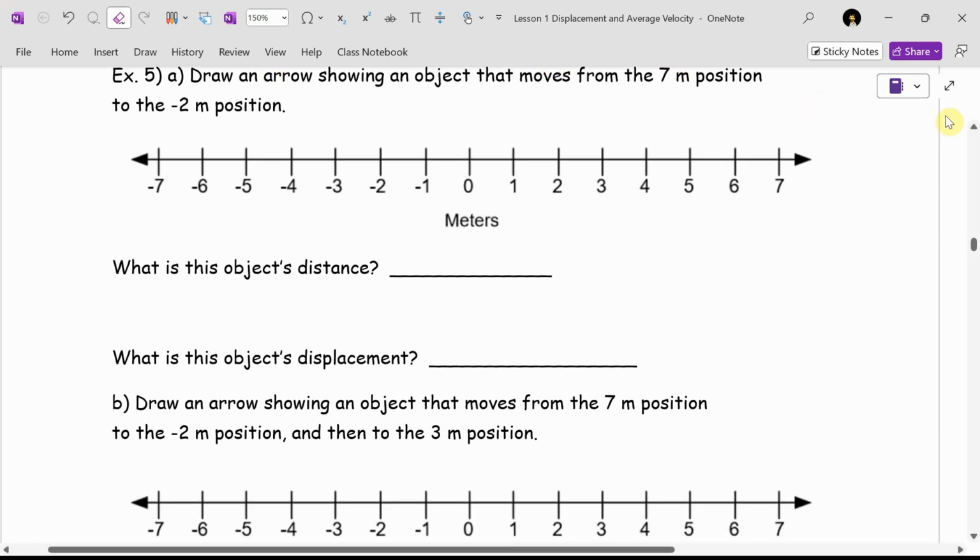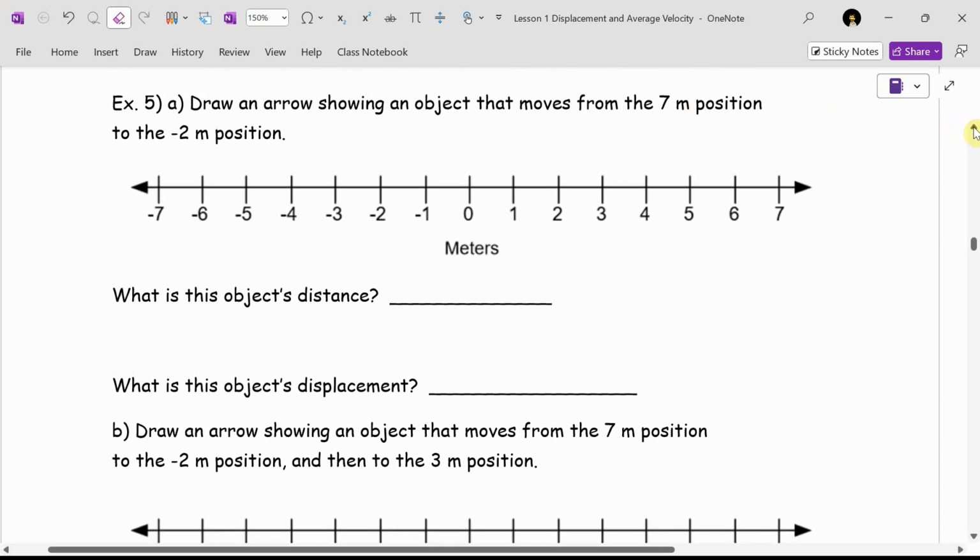Draw an arrow showing an object that moves from the 7 position to the -2 position. Okay, here's the 7. Here's the -2. You can freehand the arrow. If you want to use a ruler, you can, but you can freehand it. I'll call this X initial, starting position on the X-axis. I'll call this X final, ending position on the X-axis.